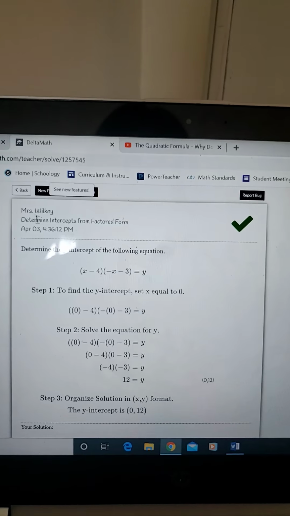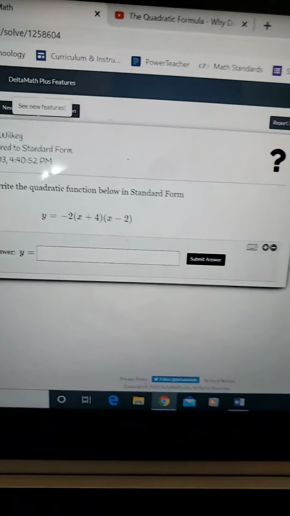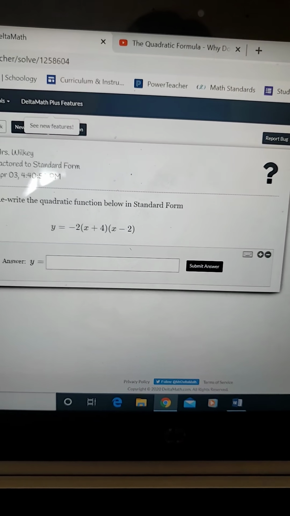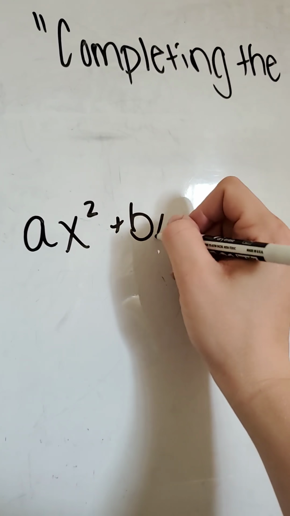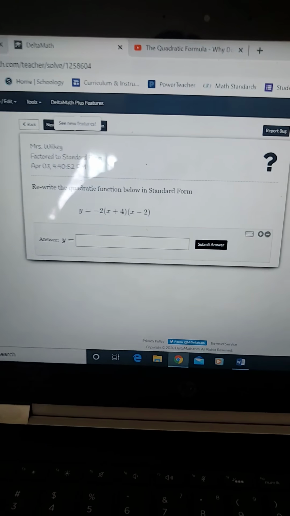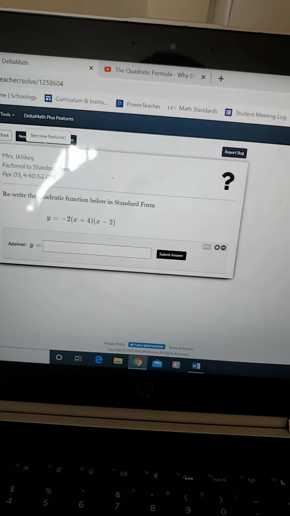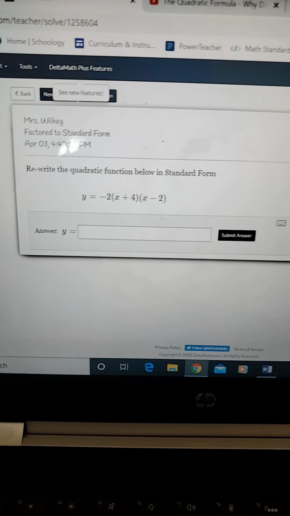So that's that first question. All right, factor to standard form. Rewrite the quadratic function below in standard form. And I showed you this a second ago. Standard form just looks something like this. Okay, rewrite the quadratic function below in standard form.